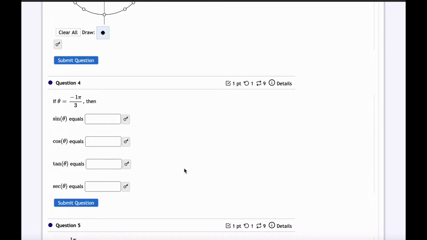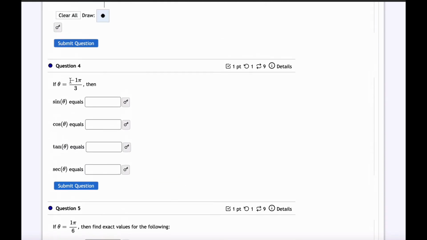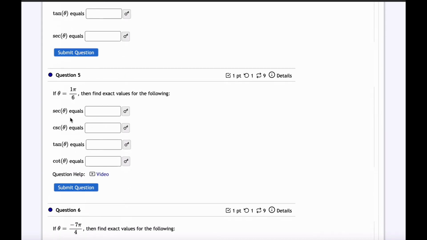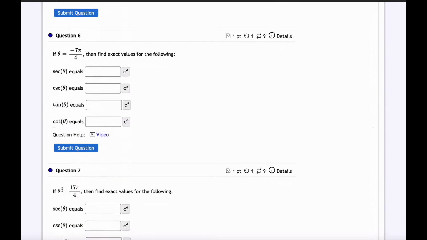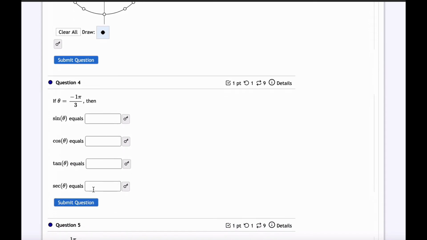And then the next few, questions 4, 5, 6, and 7, are all kind of the same in that they give you some angle on your unit circle and you have to figure out some trig functions. For 4, it's sine, cosine, tangent, and secant that they ask for, for whatever reason. Not all 6 of them, but just those 4. And then in the next ones, 5, 6, and 7, it's secant, cosecant, tangent, and cotangent. So don't let the fact that they're asking for different things throw you off. What I'd probably recommend you do is fill out all 6 of them, kind of doing the charts the way I taught you in the video, and then just pull out whichever ones they're asking you for and type those in.